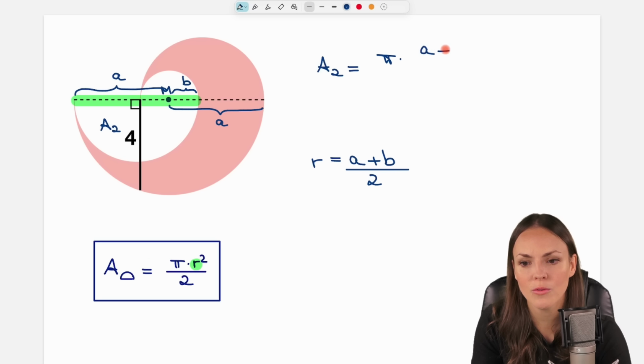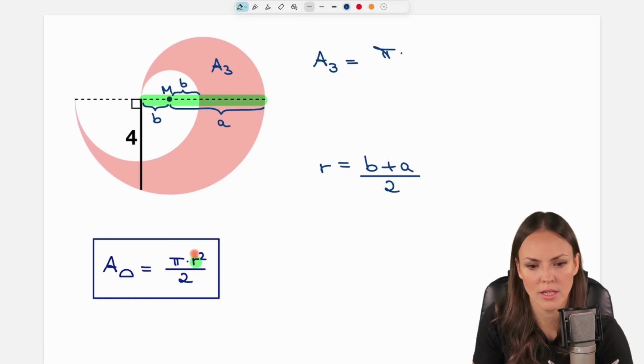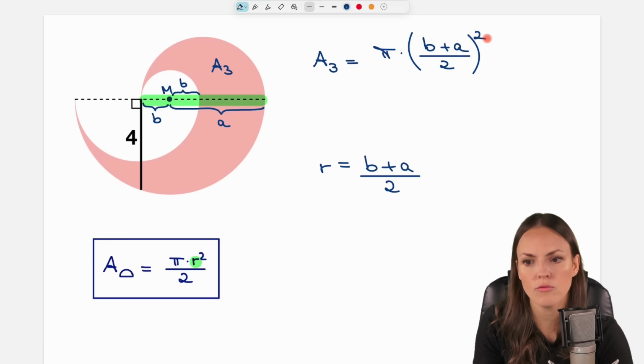So we have B here, which means that our diameter here is B plus A. And again, we were not interested in the diameter actually for our formula. We need the radius. But we can find the radius by just taking the diameter again and dividing it by 2. So this is not my diameter, this is my radius then. So for our formula, we have pi times, instead of the radius, we have B plus A over 2. Don't forget to square this radius and divide all of this by 2 again.